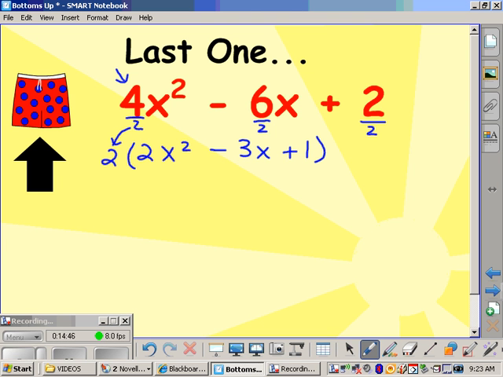Now, the most important thing is don't forget about the 2. So what I do is I go ahead and drop it down and I set up my answer ahead of time. That way I don't forget it. And then I leave space in the middle to show my work as I go through the process of bottoms up to factor this second trinomial, 2x squared minus 3x plus 1.